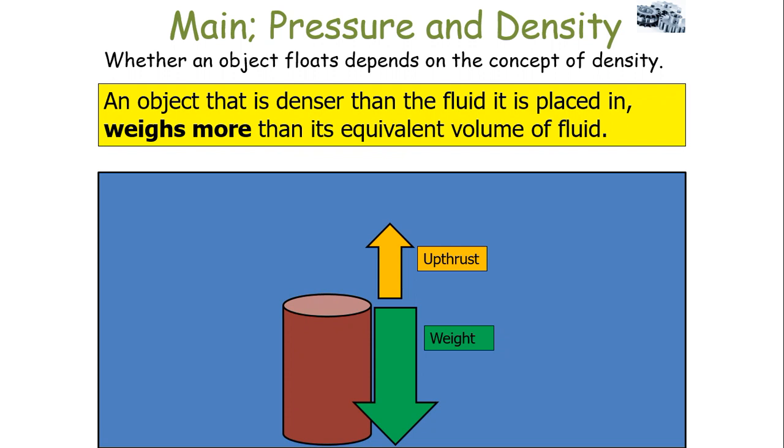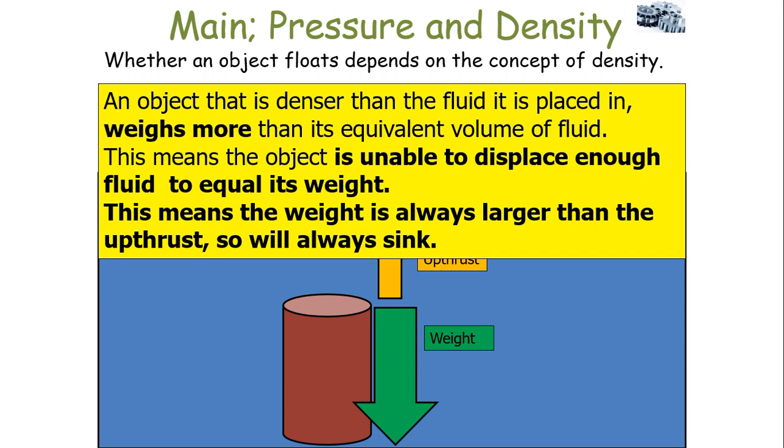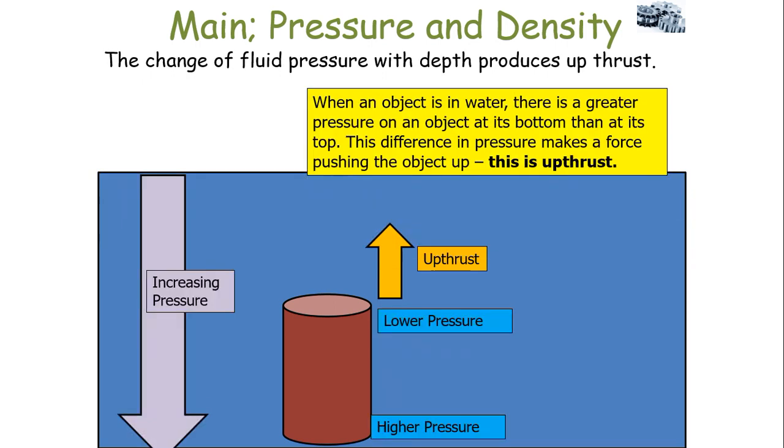But an object that is denser than the fluid it is placed in weighs more than its equivalent volume. This means the object is unable to displace enough fluid to equal its weight. This means the weight is always going to be larger than the upthrust, so it will always sink.